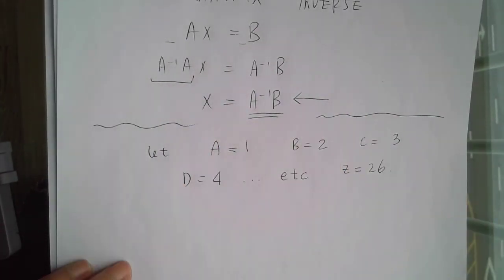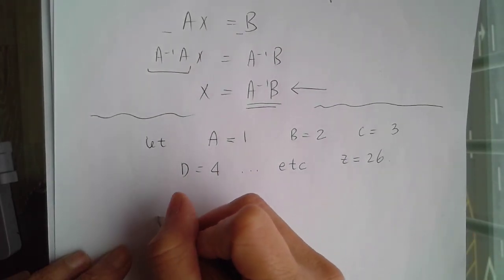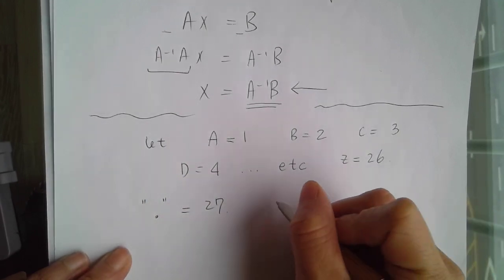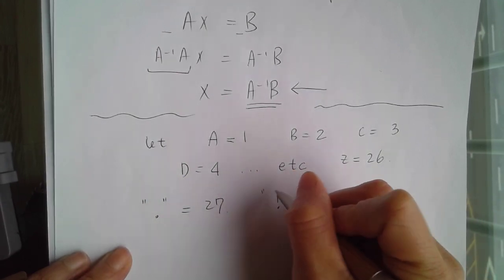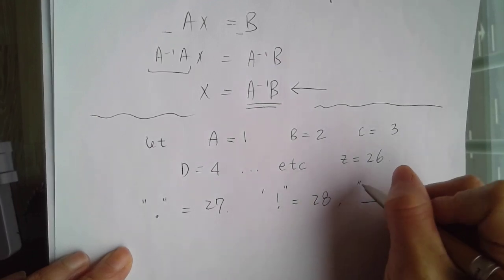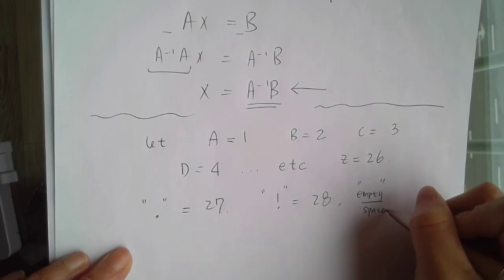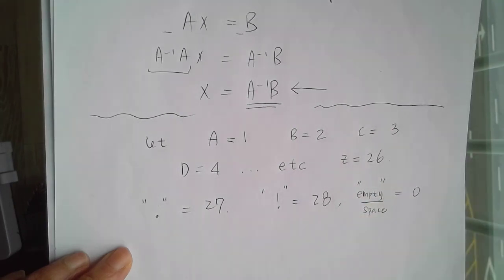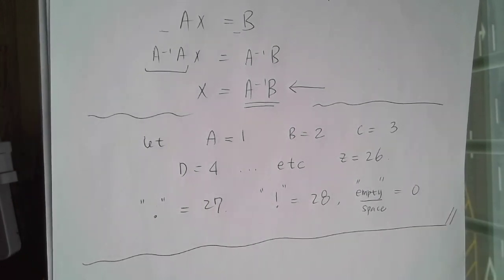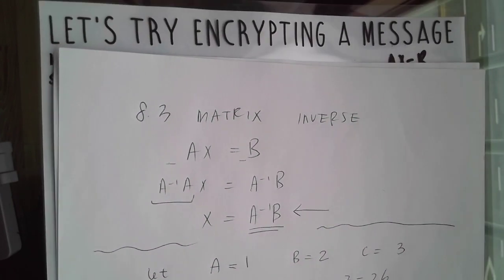Now, once you've set this alphabet by numbers, you also need some punctuation. So how about a period? Like a period, you could make 27. You could make exclamation marks, and maybe that's 28. Maybe you could make spaces, like empty space, maybe you could make empty space be 0. You can set all this however you want to. Alright, once you've done that, we can start encrypting messages.